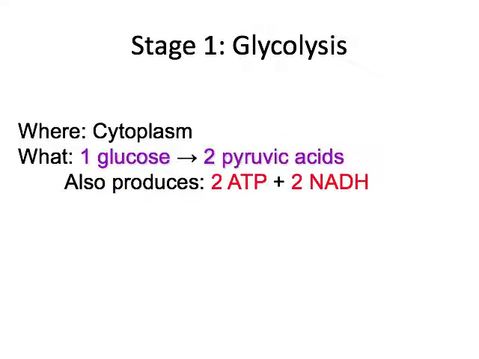Stage 1 is glycolysis. This occurs out in the cytoplasm, or more specifically, the cytosol that's found outside of the mitochondrion organelle. What happens? One glucose is broken down into two pyruvic acids. As a byproduct, we're also going to make a little bit of ATP, and we're going to load up a few electrons into a few electron carrier molecules. It's not a lot, but it's enough to keep the process going.